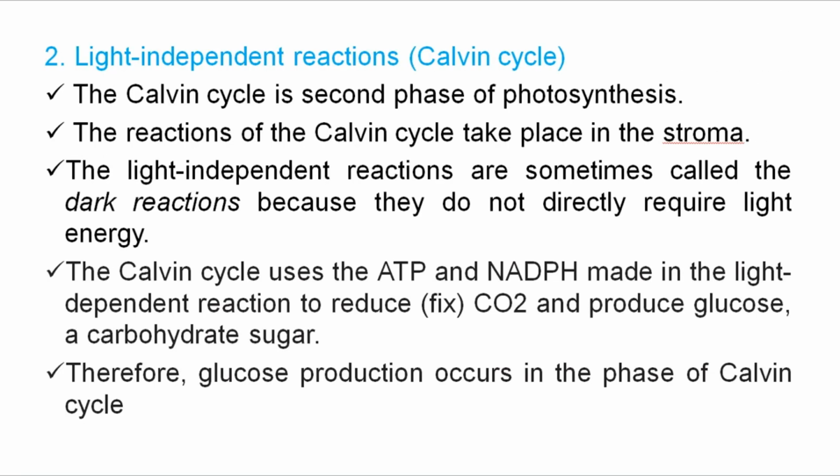The light independent reaction is known as the Calvin cycle. The Calvin cycle is the second phase of photosynthesis, next to the light dependent reaction. Another name is the dark reaction. The reaction of the Calvin cycle takes place in the stroma. Yes, the light dependent reaction takes place where? In the grana, granum, or thylakoid. The Calvin cycle takes place in the stroma, the fluid filled part of the chloroplast.